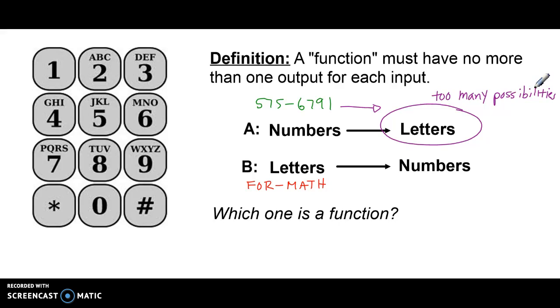The letter F, that's the number 3. O, that's the number 6. R, definitely 7. There's no choices you have to make. There's no wondering which one it could be. It's absolutely certain what the results are. So here this is easy, and it's easy because each letter has only one number.